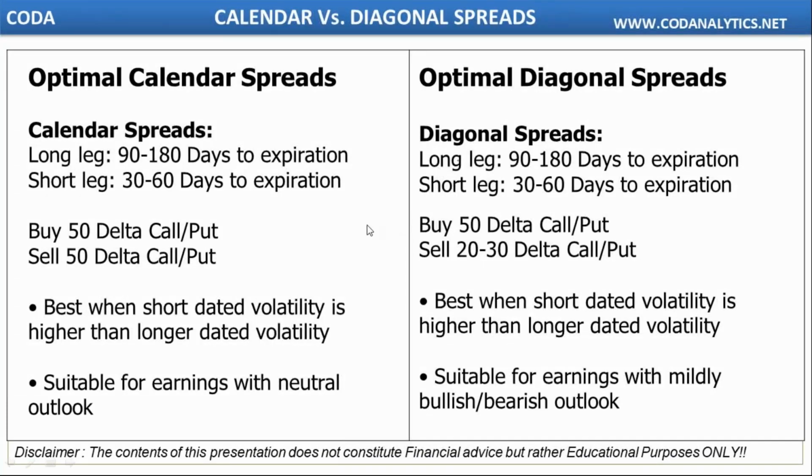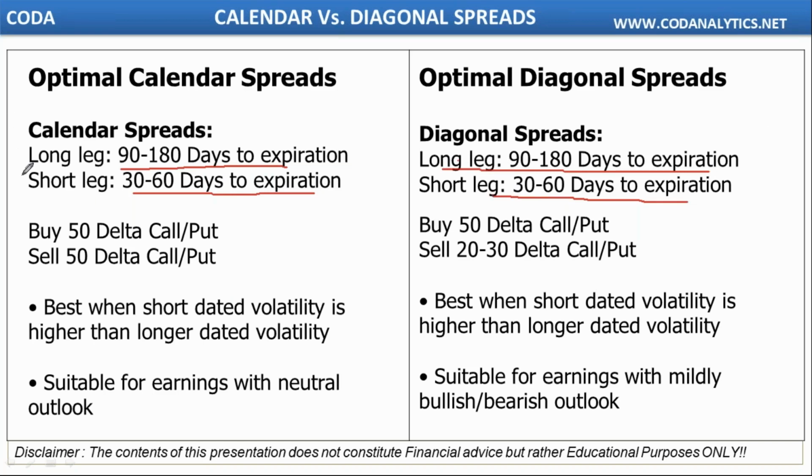So let's have a comparison of optimal calendar spreads and optimal diagonal spreads. In terms of expiration, both of them look at the long leg being 90 to 180 days. For the short leg, it's 30 to 60 days to expiration for both the calendar spreads and the diagonal spreads. So more or less the same.